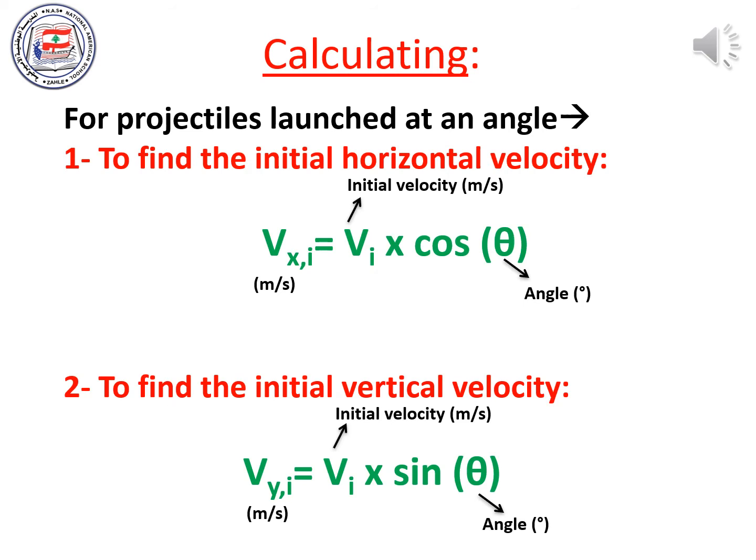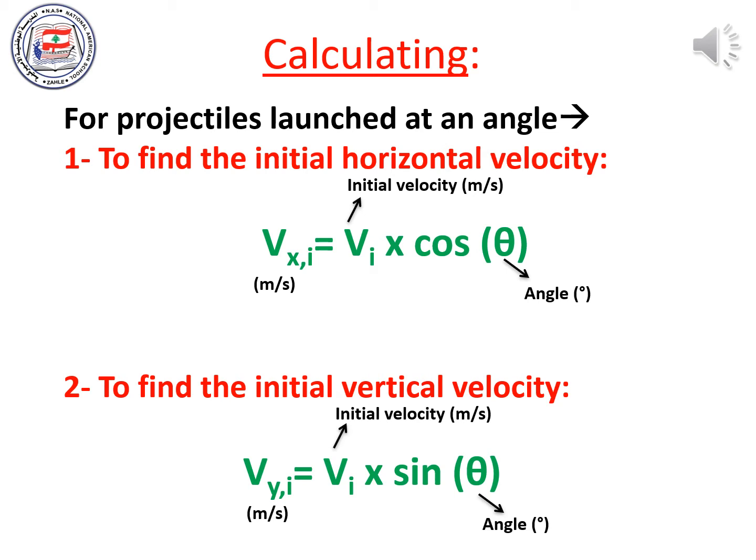Now concerning the calculations for projectiles launched at an angle, first we can find the initial horizontal velocity. Since we have a velocity at an angle, we have initial horizontal velocity and initial vertical velocity. If we know the initial velocity, we can find both. To find the initial horizontal velocity, we use the first equation that you see in front of you. Vxi, measured in meters per second, is equal to Vi times cosine theta. Vi is the initial velocity that is at an angle, and theta is the angle measured in degrees.